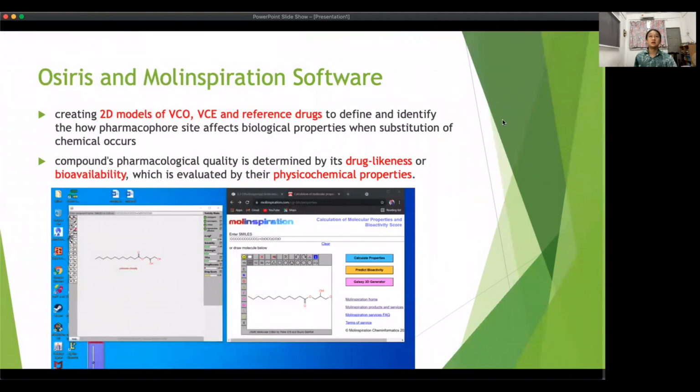Then there are the Osiris and Molinspiration software to calculate the physicochemical properties of the VCE and VCO components and some reference drugs to find the drug likeness and bioavailability. The left side is the Osiris software and the right side is Molinspiration.